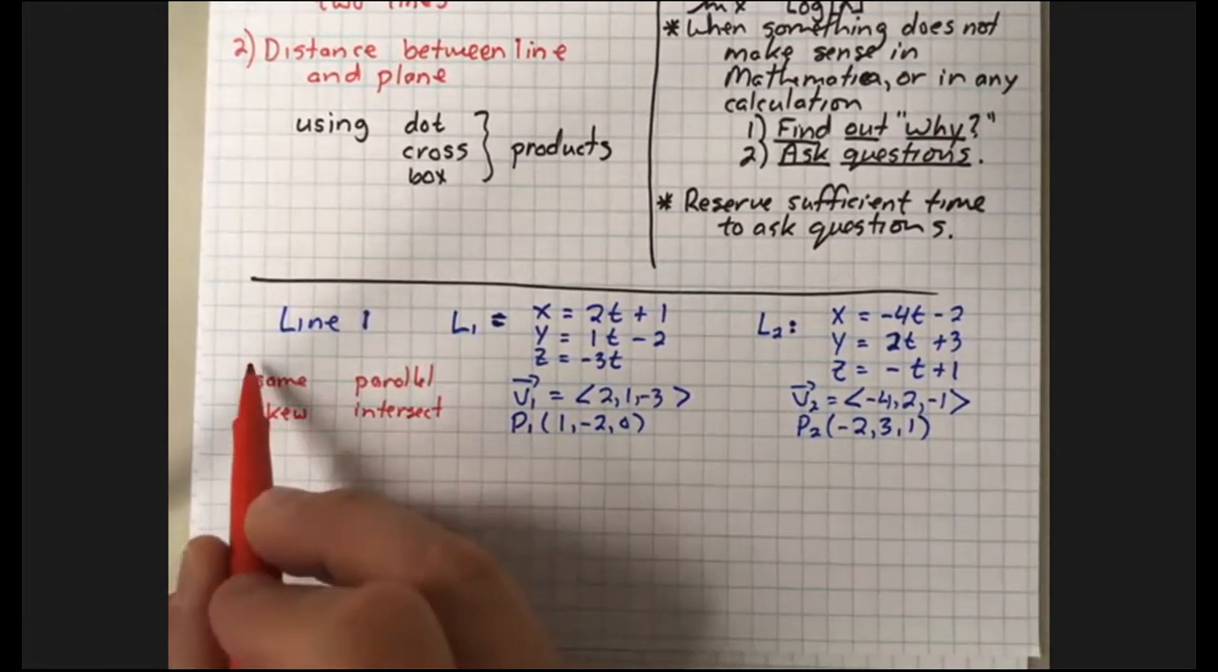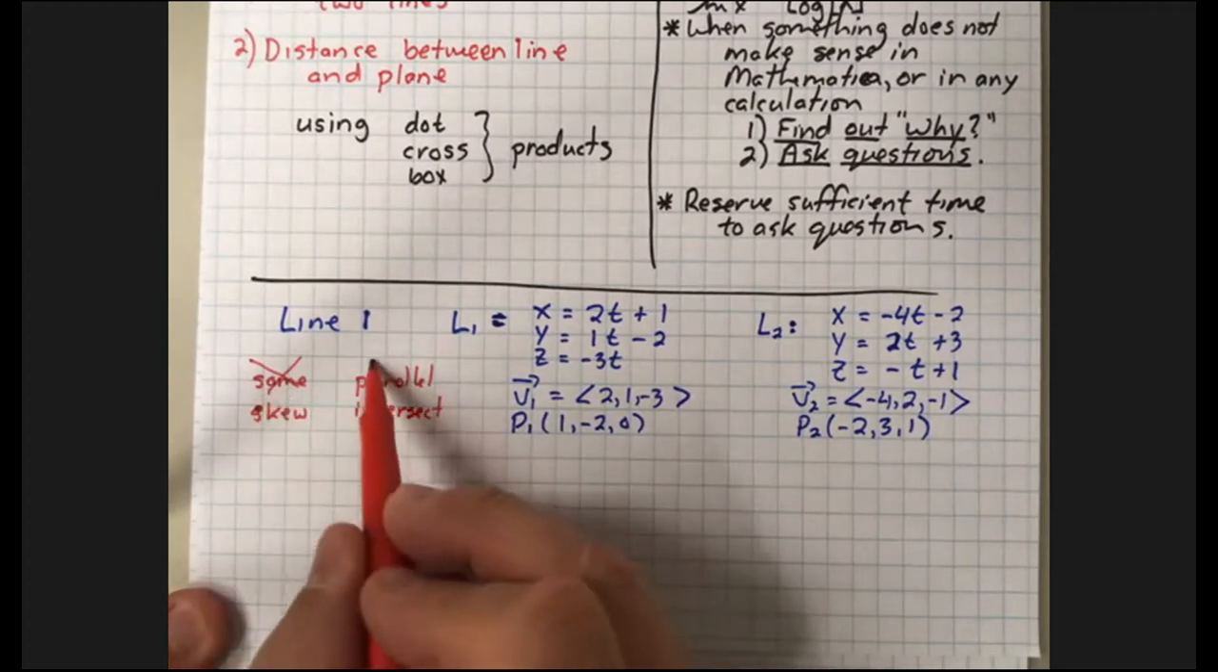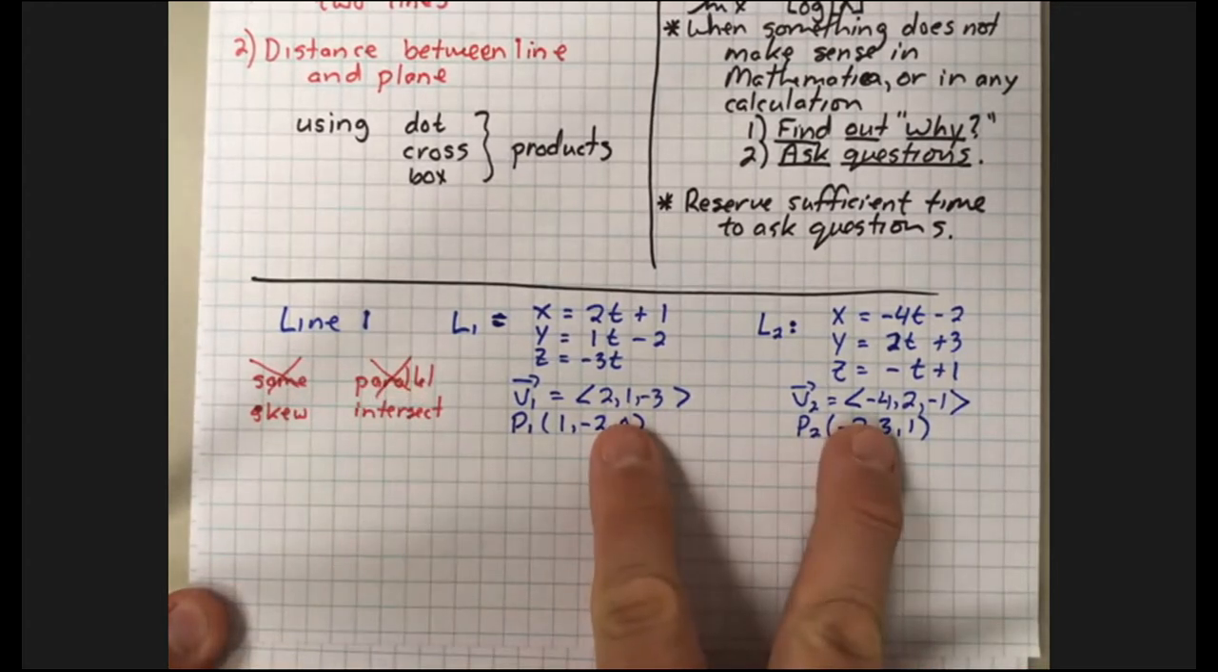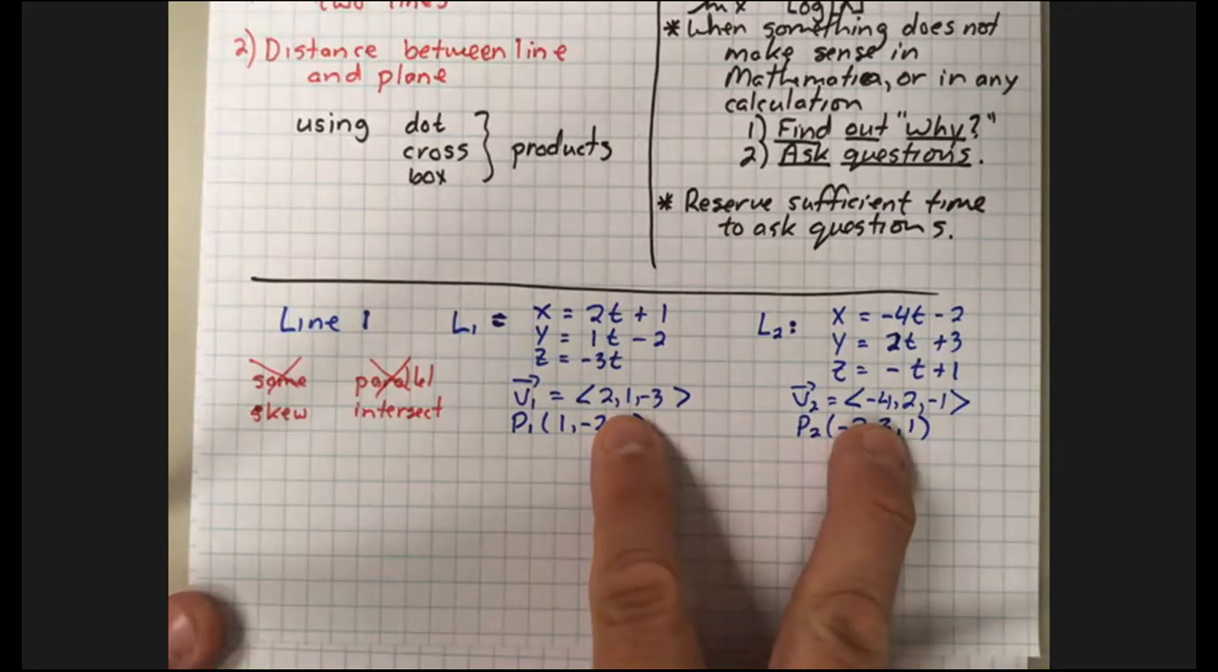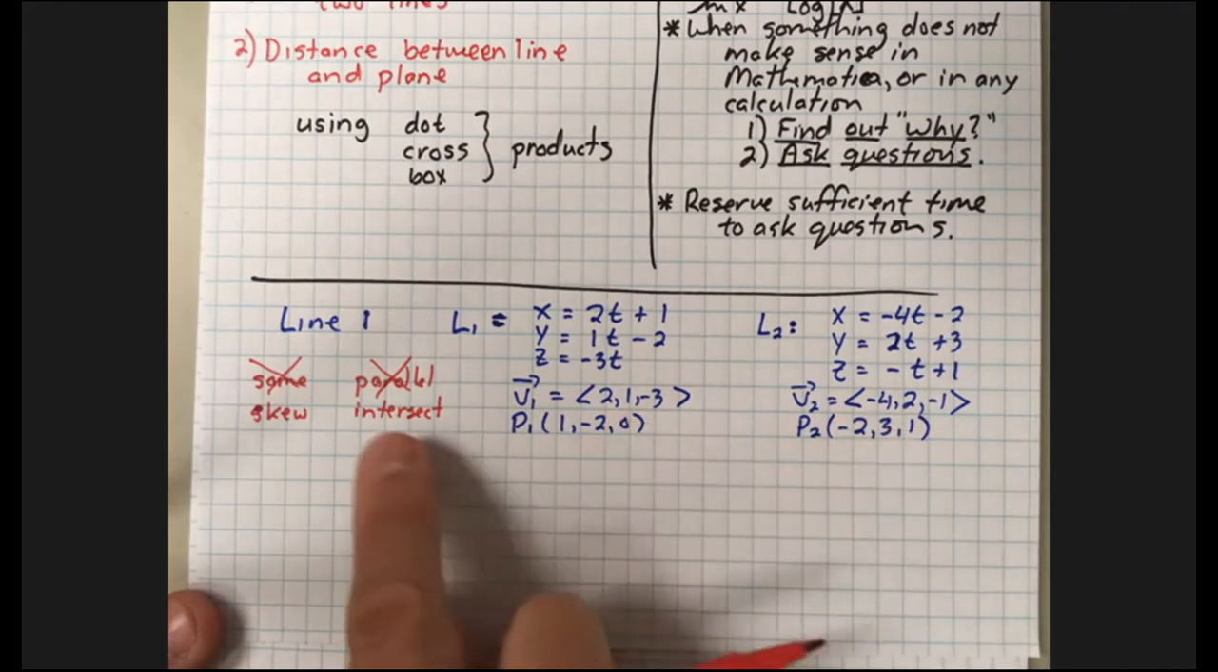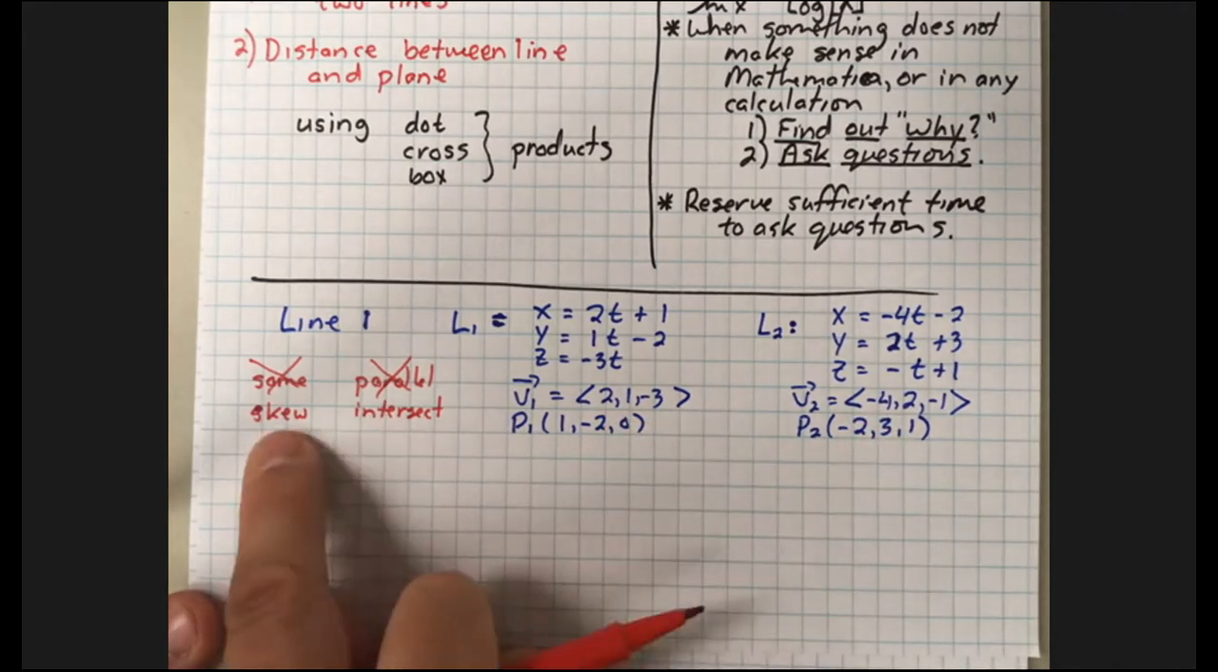I know that they're not the same and they're not parallel, because their direction vectors do not line up. When one vector is a scaled multiple of another vector, plus or minus, then the vectors are called parallel. They're pointing in either the exact same or exact opposite direction. And these vectors are not multiples of each other. So this cannot be the same line, and the lines cannot be parallel. Still, I need to know whether they're intersecting or skew.